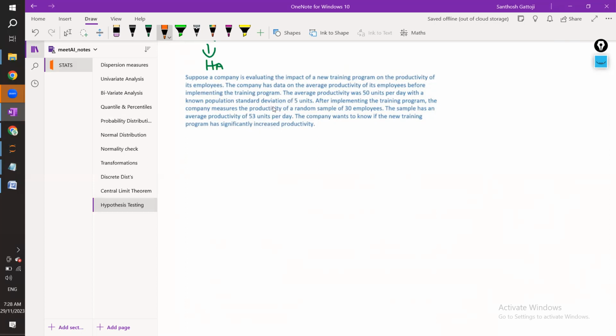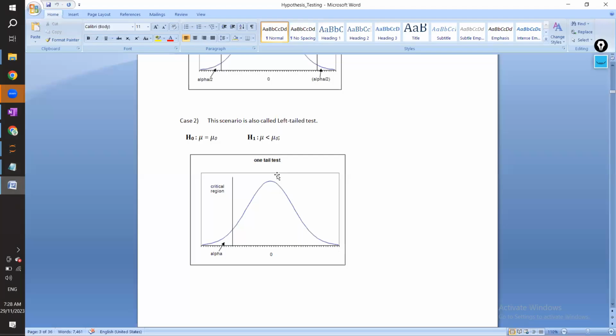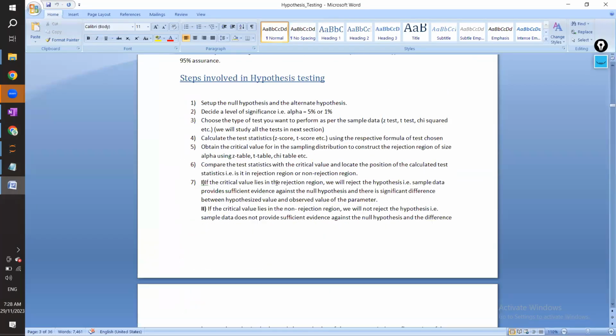This example will give you a better understanding. To perform any test, there are some fundamental rules. We'll go through the steps involved in hypothesis testing step by step, and we'll see a few examples so that whatever we have studied till now will be very clear. First and foremost, for any hypothesis testing you need to formulate what the null hypothesis is and what the alternate hypothesis is.